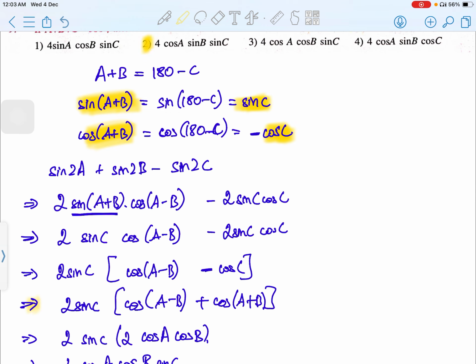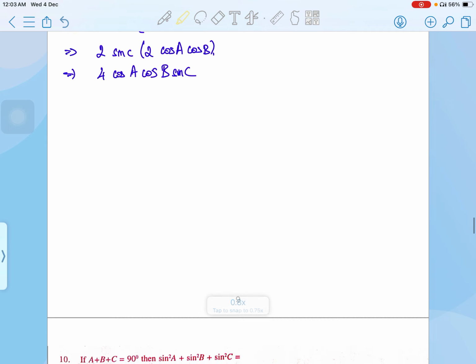Okay, so no, not option 2, option 3. Option 2 is sin B. Here cos B is coming.